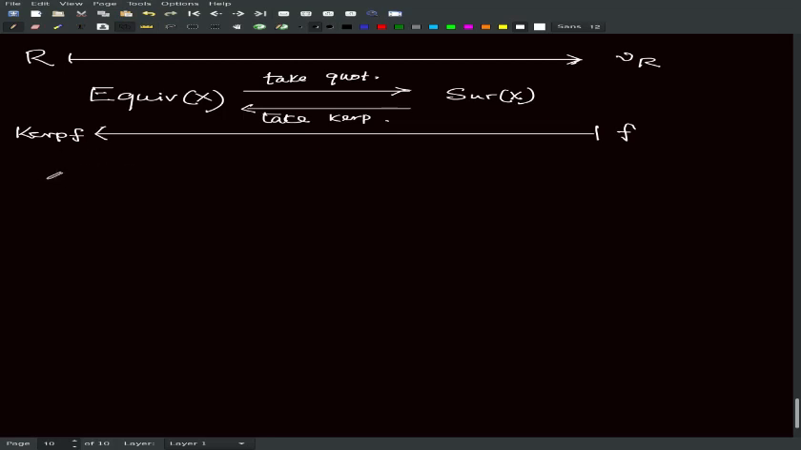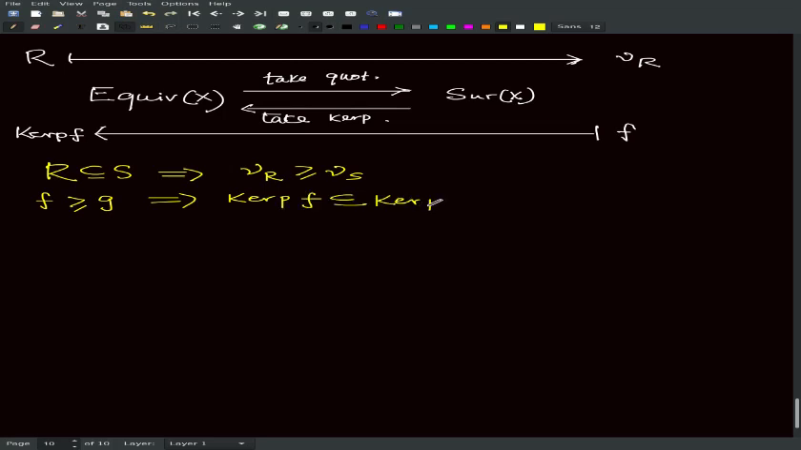So what are the two things I have taken? I have already shown this. If r is less than or equal to s, then it implies that mu r is greater than or equal to mu s. And if f is greater than or equal to g, then the kernel pair of f is smaller than the kernel pair of g.